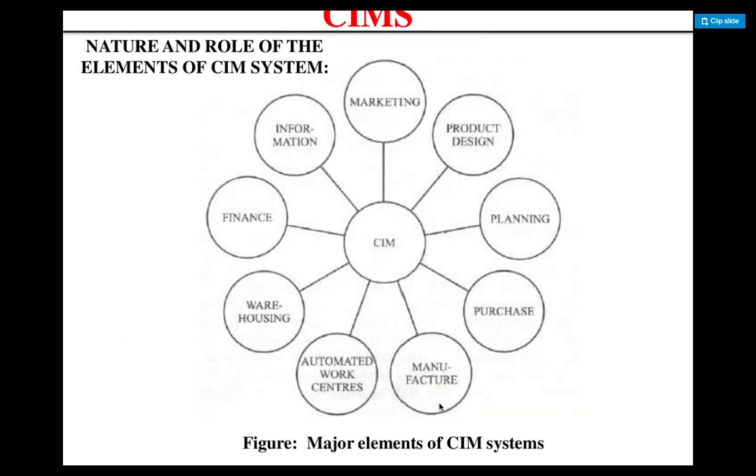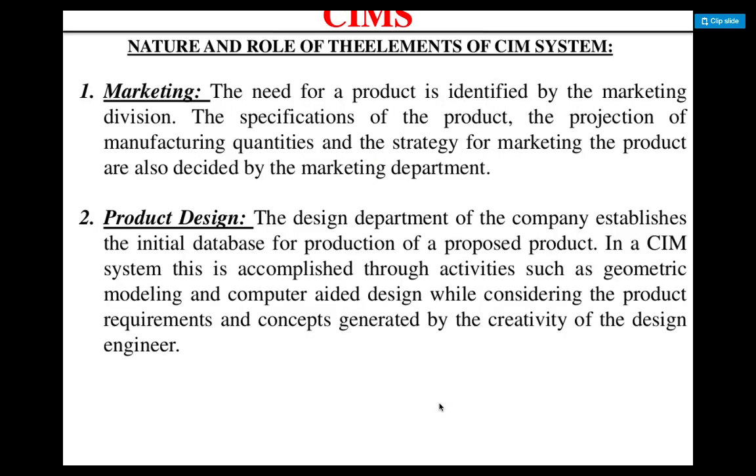So, the nature and role of the elements of a CIM system, as you can see: marketing, product design, planning, purchase, manufacture, automated work center, warehouse, finance, information. So these are the major elements of a CIM system. Nature and role of the elements of CIM system.